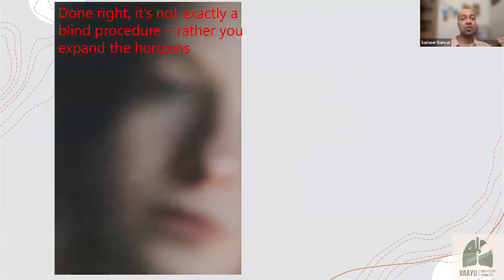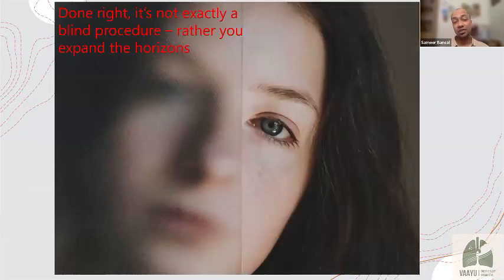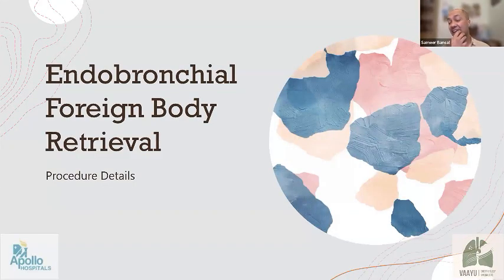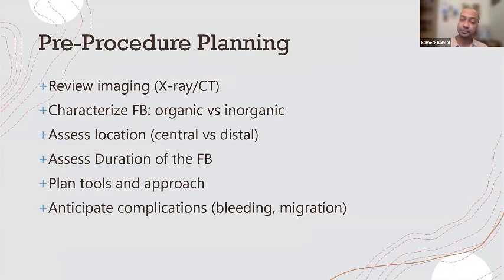So with that, what I would like to say is that conventional TBNA, if done right, is not exactly a blind procedure. Rather, you can have expanded horizons in this case. So this is what I would like to summarize and end my talk on conventional TBNAs. Of course, we will have a much longer discussion on the finer aspects of this a little later. But I would like to move on to the second topic, which is again as exciting as the first one, which is endobronchial foreign body retrievals, step by step on how to do it.